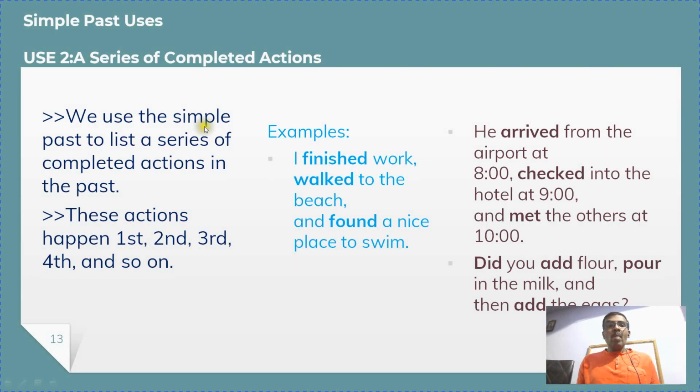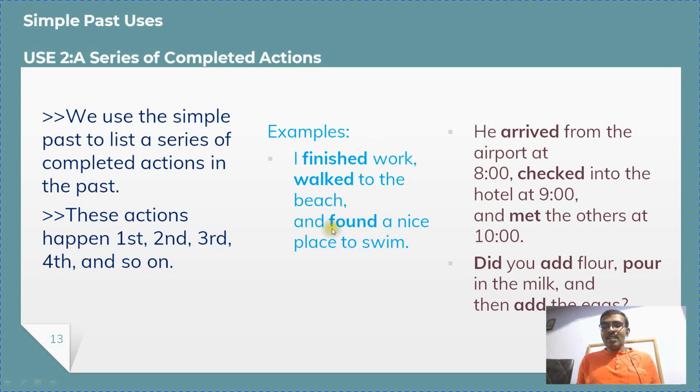Next use: series of completed actions. In order to depict a series of completed actions, we use the simple past tense. We use the simple past tense to list a series of completed actions. So let us see the example. We can understand it easily. I finished work. This is a simple past tense completed action. Walked to the beach and found a nice place to swim.